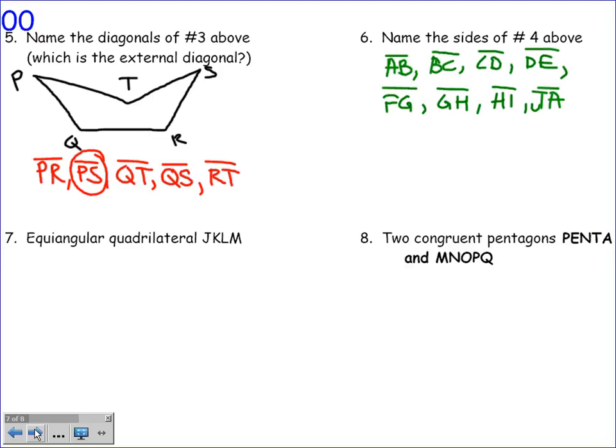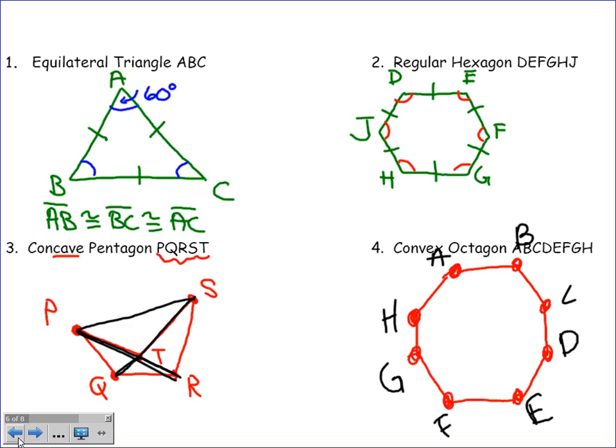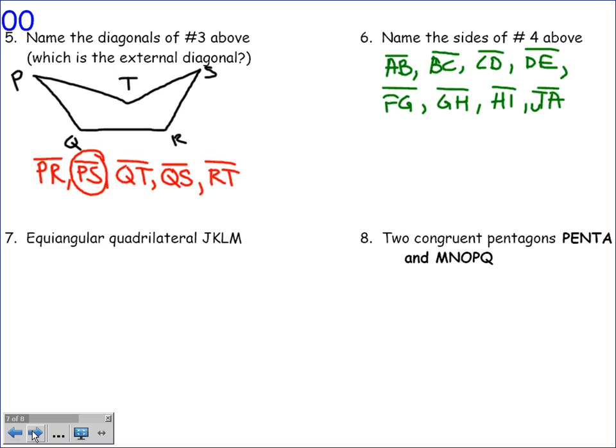Well, there should be 8 of them though, right? A, B, B, C, C, D, D, E, E, F. Oh, I missed F. Did I miss F? Yeah, I missed F. Okay. There should be 8 of them.